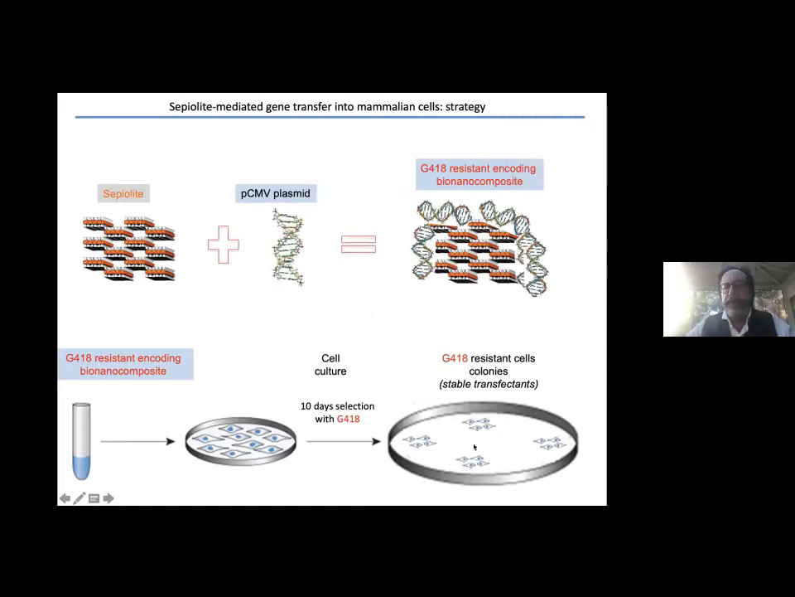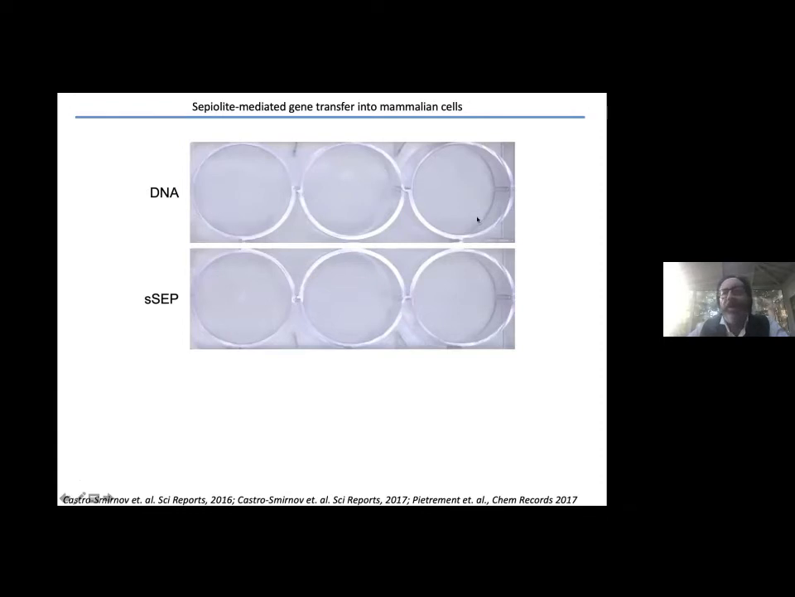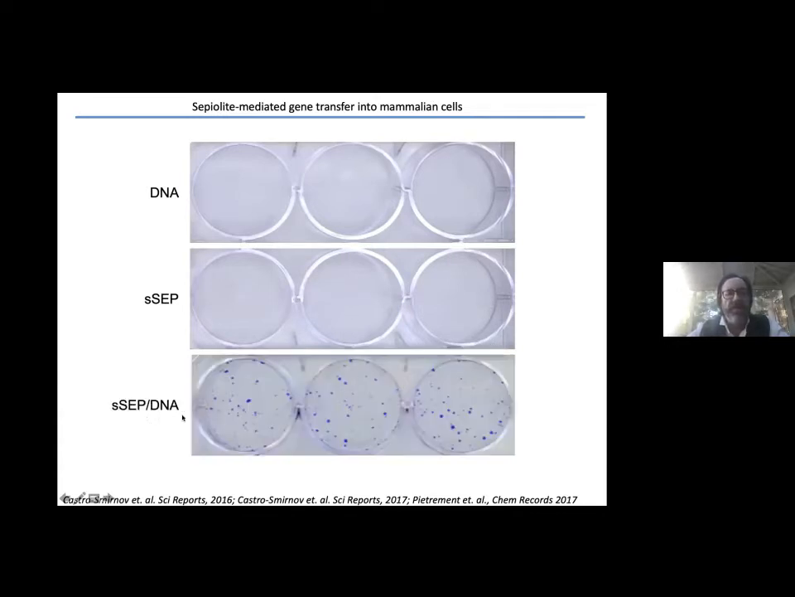To have the colonies showing the cells that are resistant to the drug and that have incorporated the exogenous DNA. When we had DNA alone, of course, we don't have anything, no resistance. Sepiolite alone, no resistance. And when we had the sepiolite-DNA biohybrid, then we can have different cell colonies resistant to the drug, meaning that we have a stable transfection of exogenous DNA 10 days after, present into the cells, and that confers the resistance to the drug.